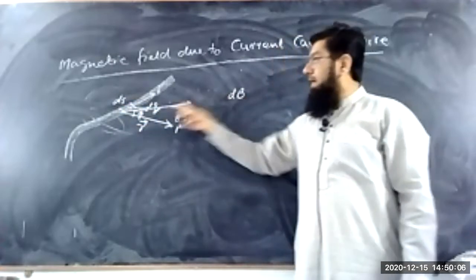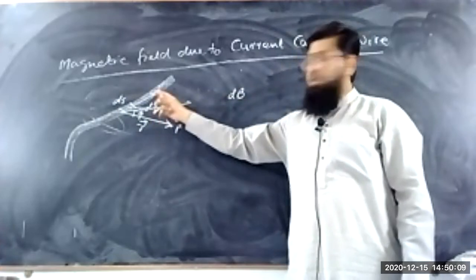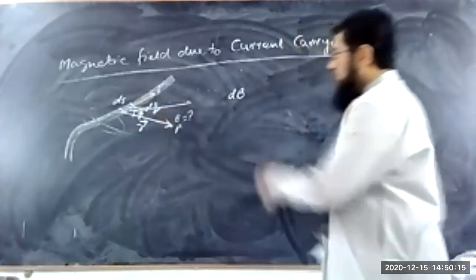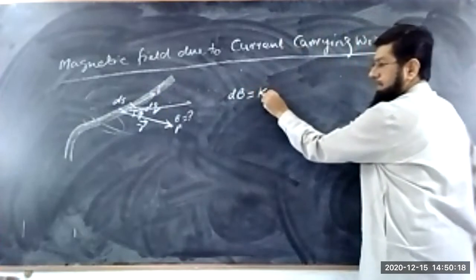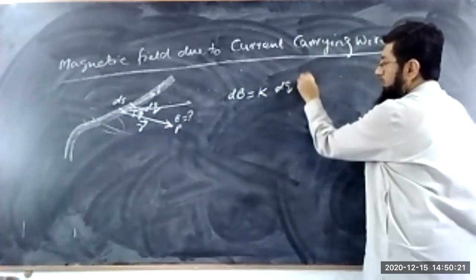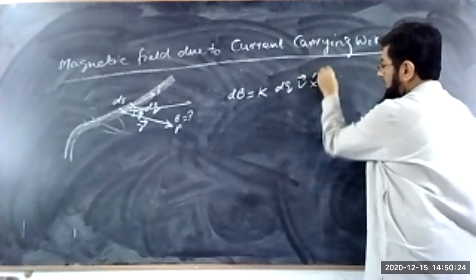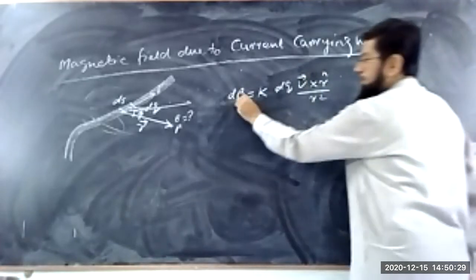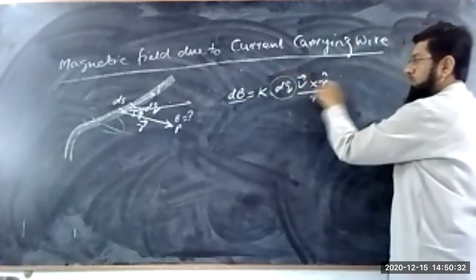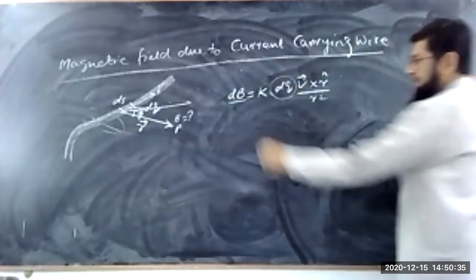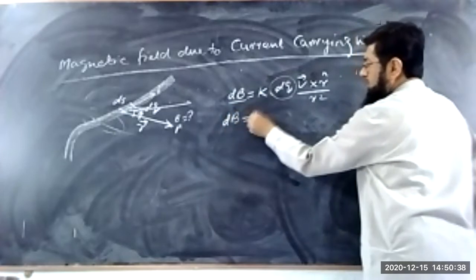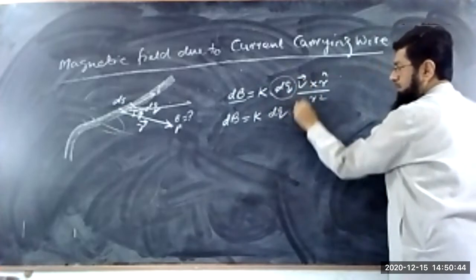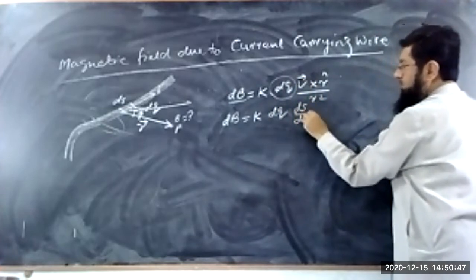So dB is directly proportional to dq, the amount of charge within this element, multiplied by the velocity of these charges. So dB is equal to some constant k multiplied by dq moving with velocity v, cross unit vector r, over r squared. This is the magnitude of the magnetic field due to these charges moving with velocity v. And you know that velocity is equal to distance upon time. So the charge dq moves a small distance ds per unit time.